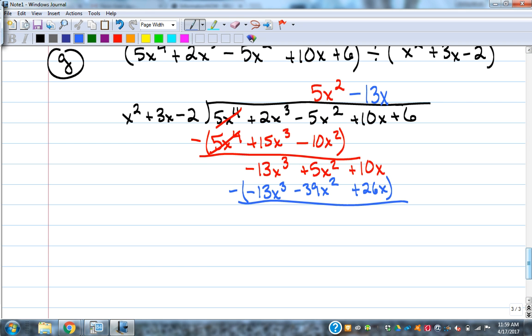Subtract. Negative 13 minus negative 13 cancels out. That's what we want to happen. 5 minus negative 39 would be 44, right? 10 minus 26 would be negative 16. And then I'm bringing down the plus 6. That's where that's coming from.